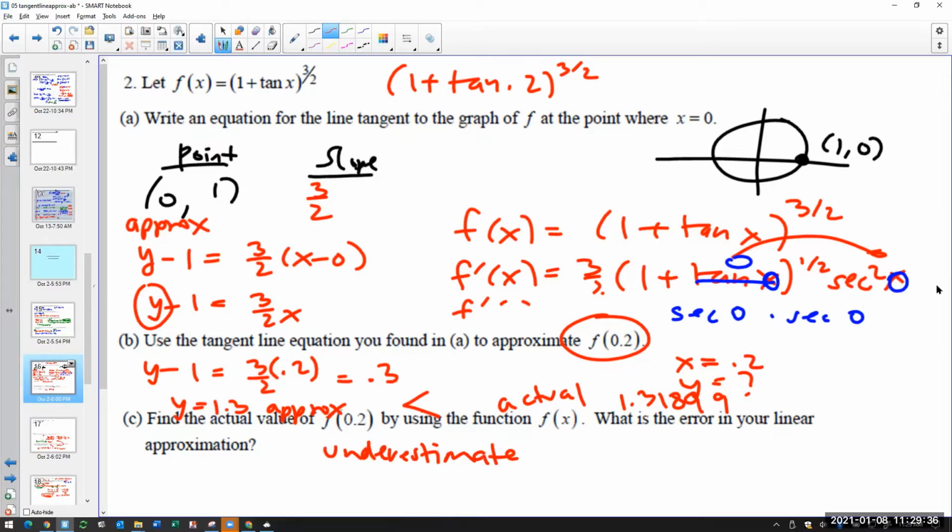I know they're not asking this, but I'm telling you anyway, because you will be asked this on the test. If they asked you to justify this using calculus, what's the second derivative if your tangent line is an underestimate? Positive or negative? Positive. And why? Think about it.